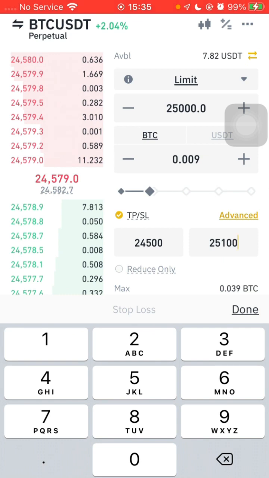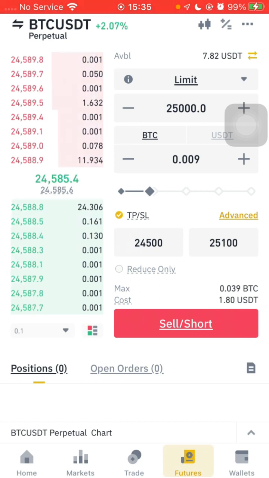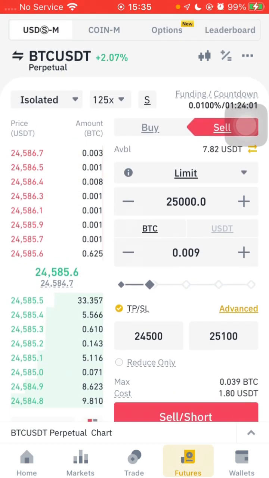Now I have set my stop loss, I have set my entry, I have set my take profit. What is left for me to do? I then have to select a leverage and my margin mode. Now we have two settings, as you can see at the top here below the BTC USDT perpetual, which is carrying a plus 1.63%. There's an isolated and there's a 125x.